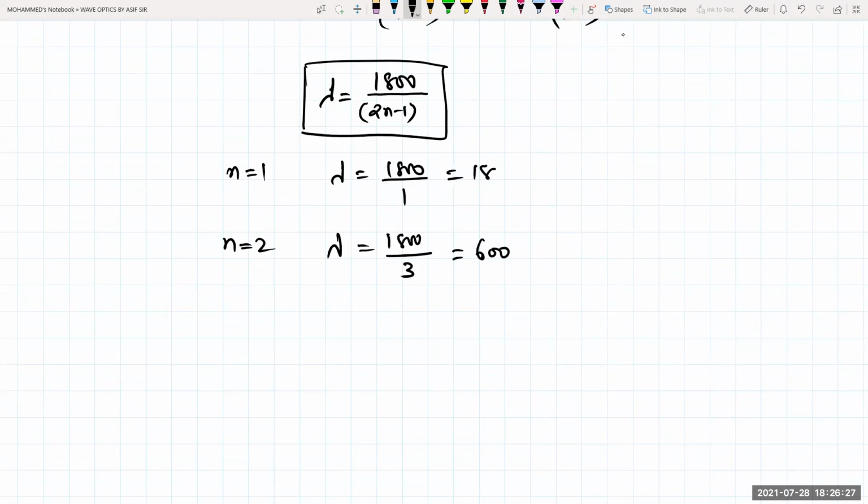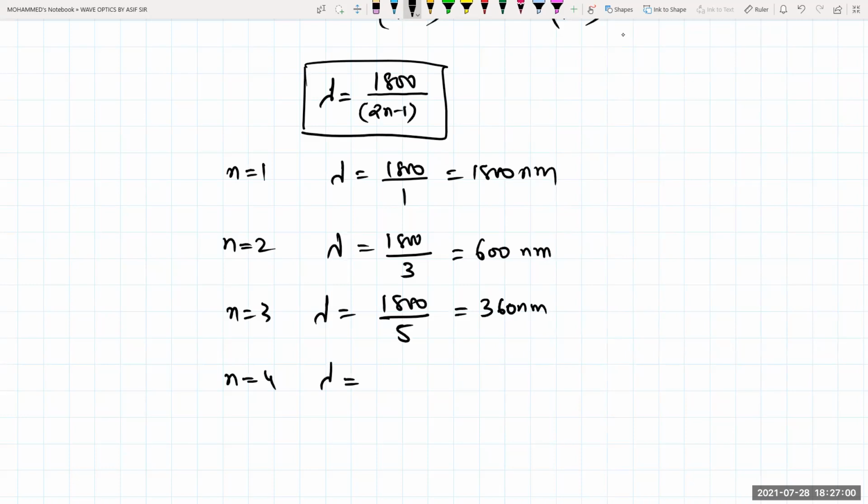Then n equal to 3: lambda is 1800 divided by 2 into 3, 6, minus 1, that is 5. So that is 360 nanometers. This one is also in nanometers. If I take n equal to 4, wavelength will be 1800 divided by 2 into 4, 8, minus 1 is 7, so 1800 divided by 7.